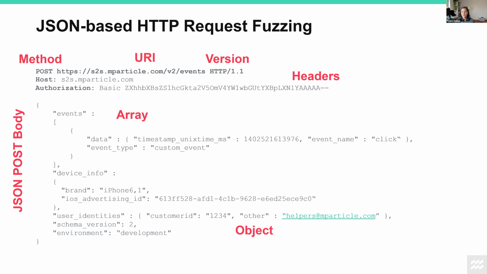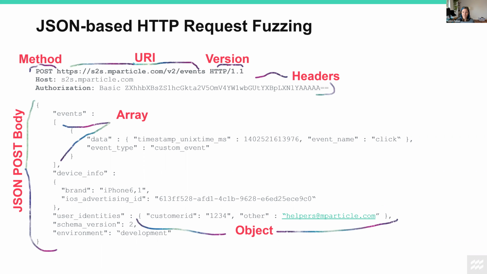So again, if we're looking at a JSON-based HTTP request, parts of the model still apply. Obviously, HTTP requests are still requests. They still have methods and URIs and versions and headers. But what you may care about would be the JSON post body, which has a specific format at the HTTP request level, and then JSON itself has a format. You have to have your braces and your quotes and everything in the right place.